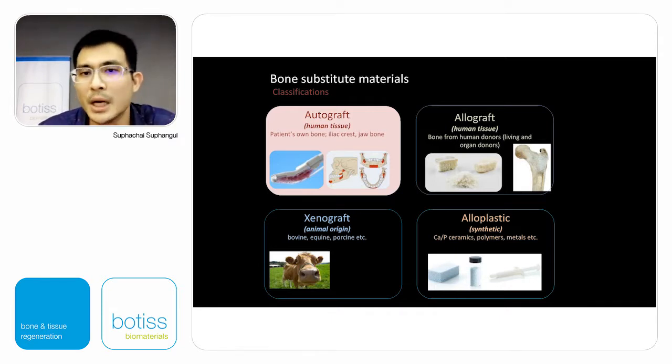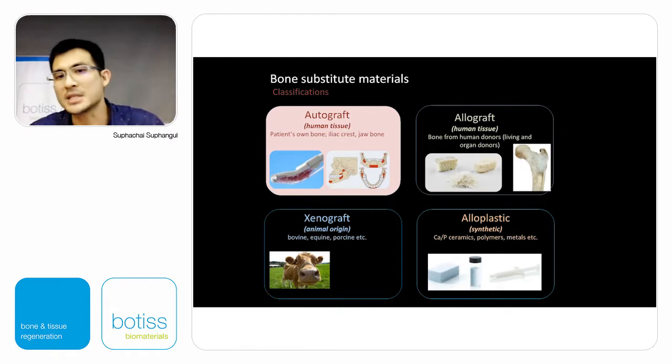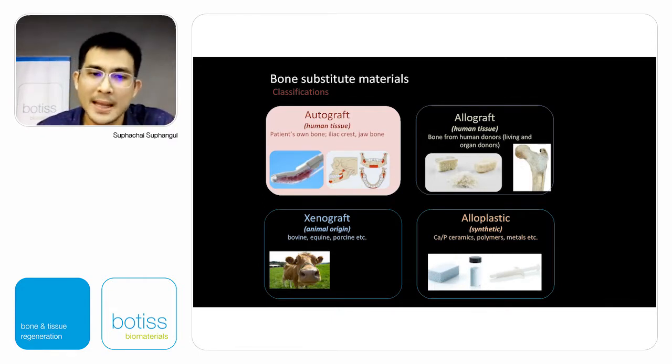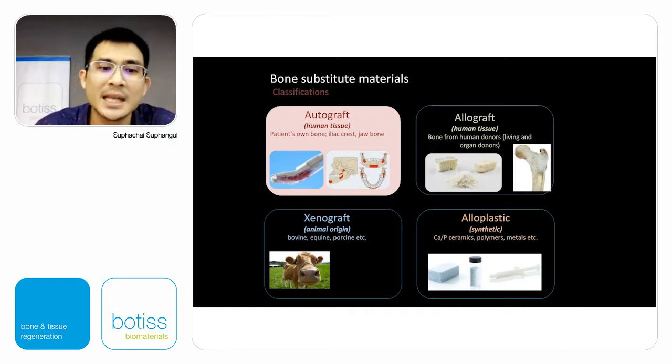Allograft refers to tissue from the same species, human tissue from the bone bank, processed and ready to use. Another one that is most popular nowadays is the Xenograft. It is of animal origin, such as bovine or cow, equine or horse, or porcine. Porcine is pork. Or Alloplast. Alloplast is synthetic, such as calcium phosphate, ceramic, polymer, or metal also.